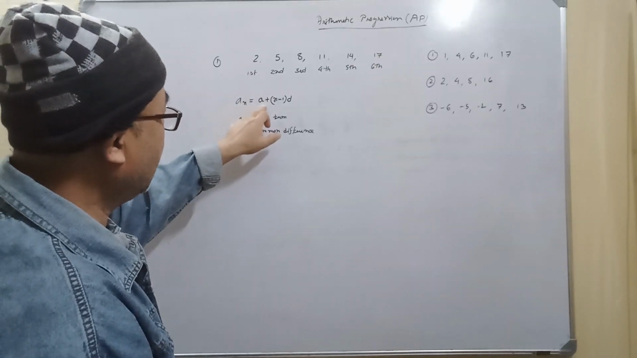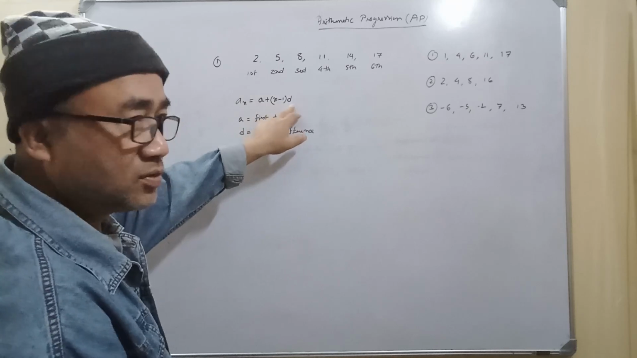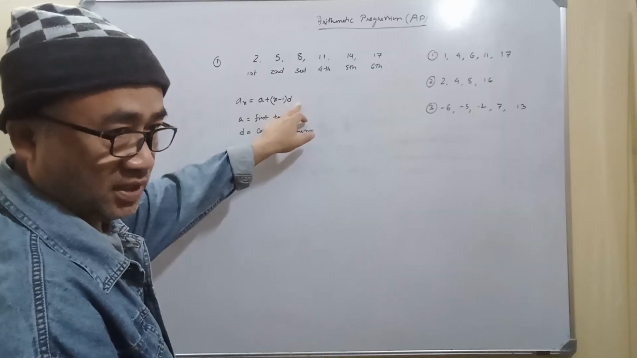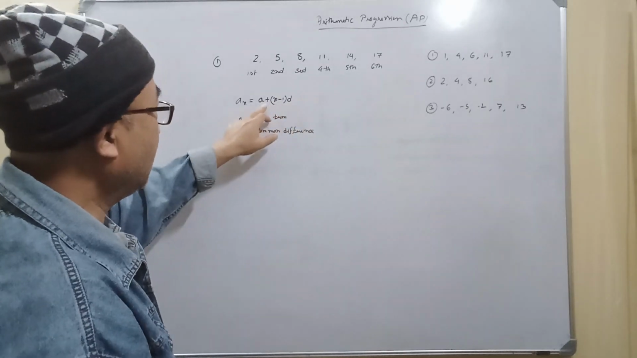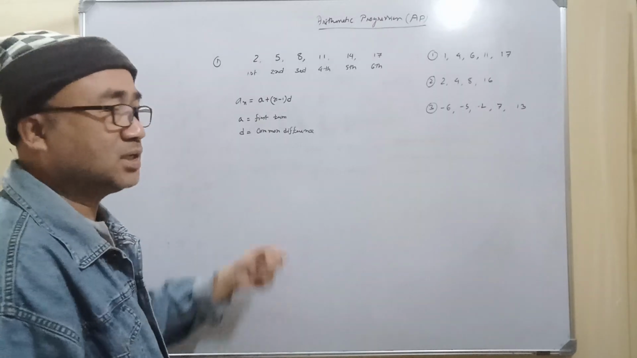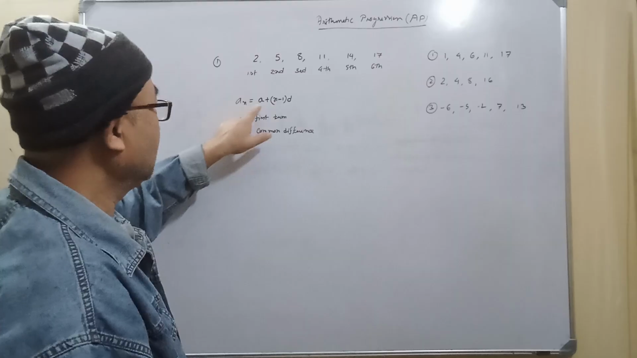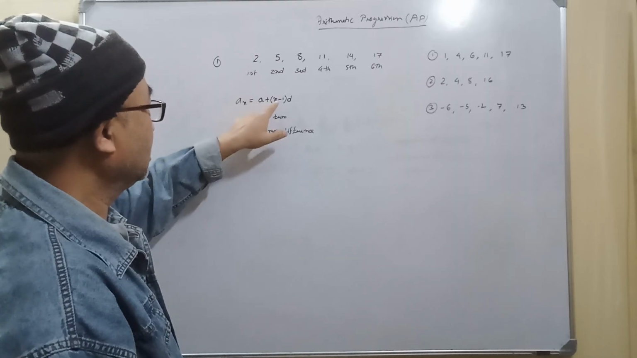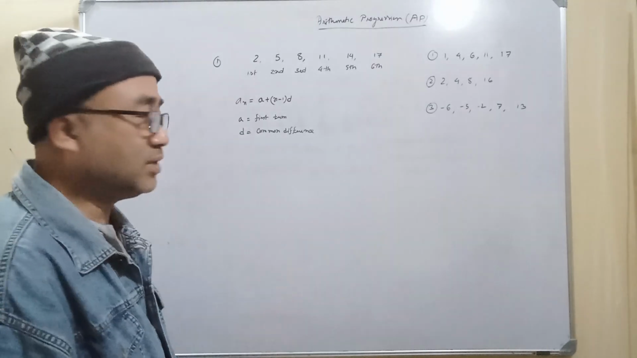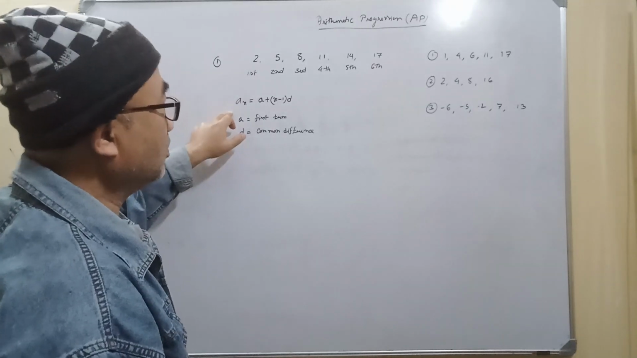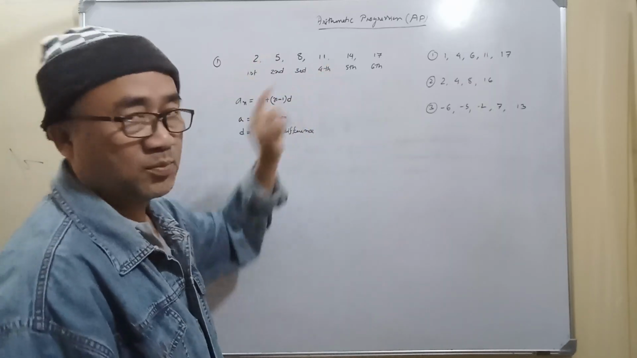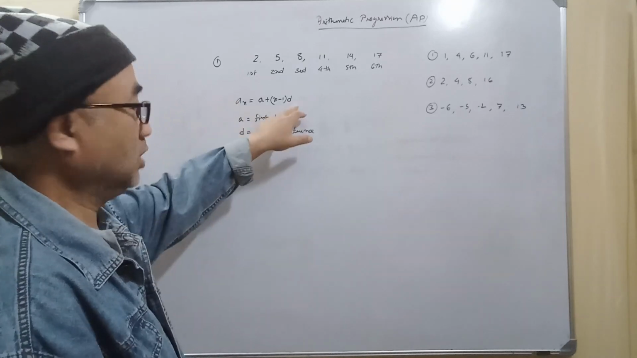An is equal to A plus (n minus 1) into D. The first term plus (n minus 1) into the common difference, where n is the position of that particular term. If you want the third term, you write A3, then A plus (3 minus 1) into D, and like that. You can find the value of any term of this arithmetic progression using this formula.